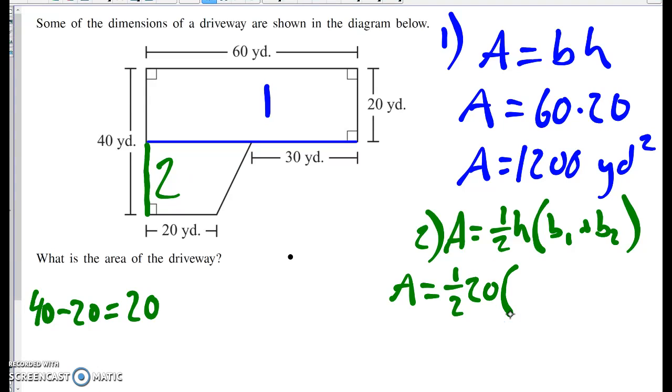We need our 2 bases. One of them, right here, is that 20. And the other one, this line up here, that's not labeled, but we know it's 60 all the way across, 30 for this section, and so 60 minus 30 gets us 30.